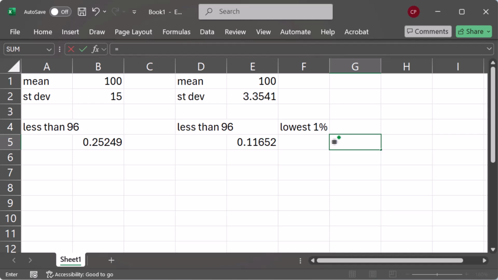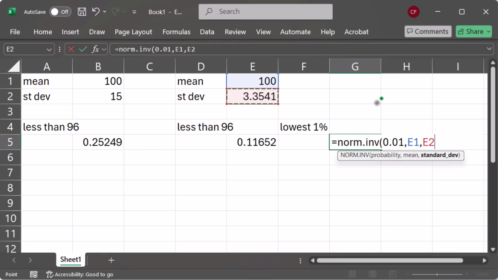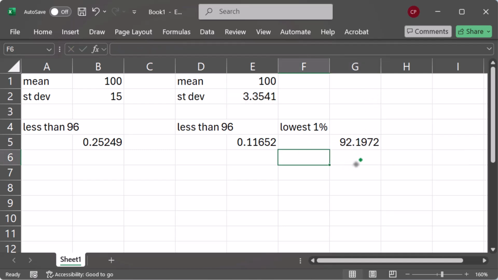So that sample mean would be norm.inverse or norm.inv. We would put the lowest 0.01 as our first input. The mean is this 100, and the standard deviation was that computed value of 15 over root 20. And this tells me 92.1972. So maybe an average of 92 grams or less would be more appropriate. Or if we did 92 times 20, that would be a total weight of 1,840 grams. Maybe that might be a more reasonable cutoff.